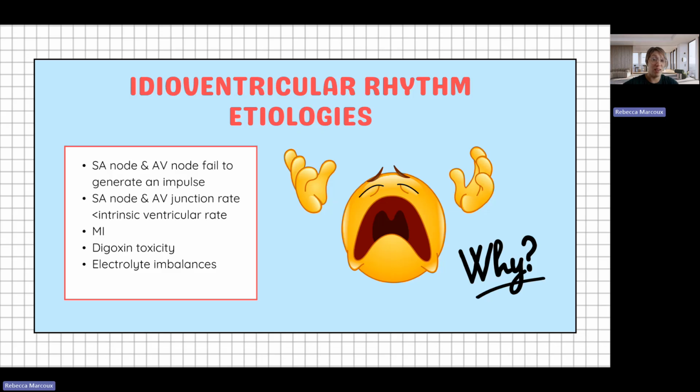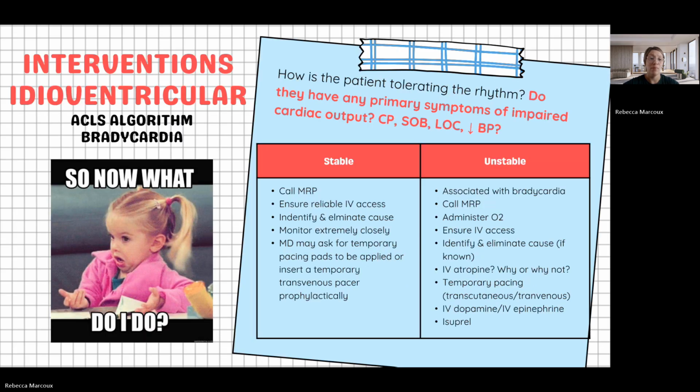Again, the SA node and the AV node fail to generate an impulse, or their intrinsic rates are for some reason below the intrinsic rate of our ventricles, allowing them to take over. This can also happen in myocardial infarctions, digoxin toxicity, and electrolyte imbalances. So what do we do?